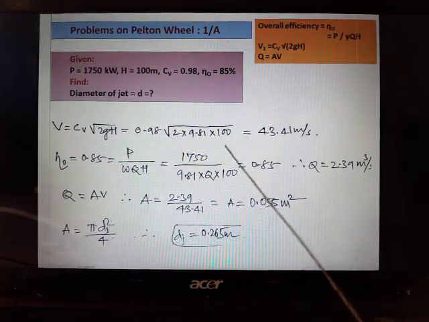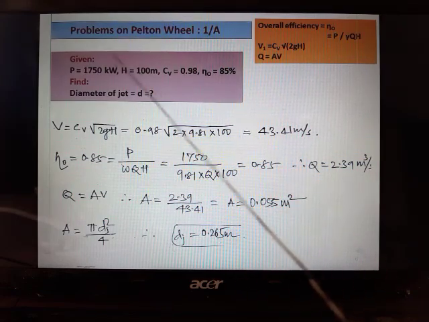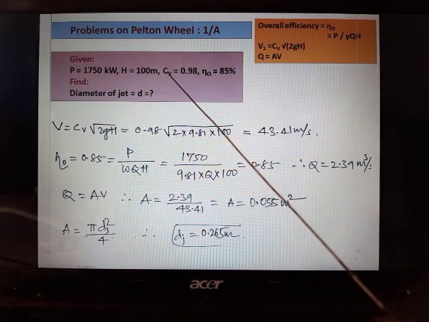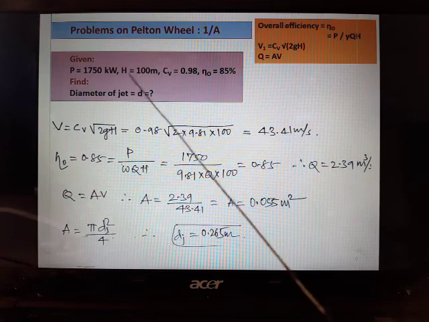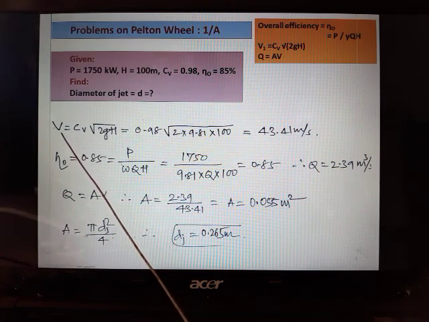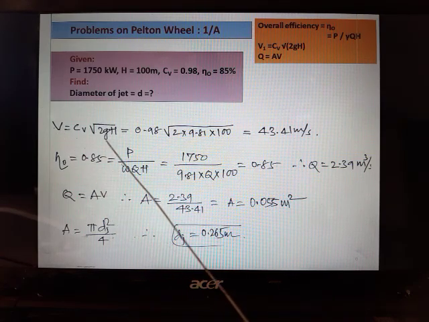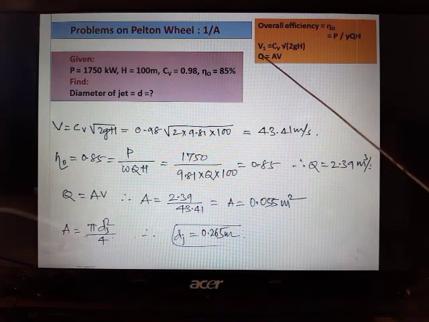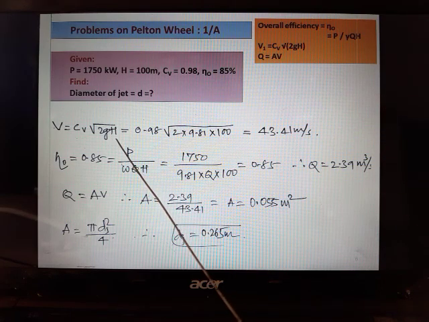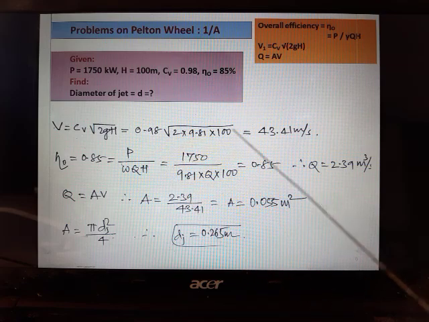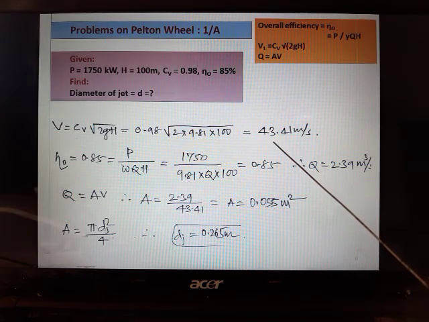Now, rather than thinking what to do, what we shall do is we know CV, because of that we'll calculate velocity of the jet. So the relation we have is V1 equal to CV root 2gH. In that we know everything, so it comes out to be 43.41.